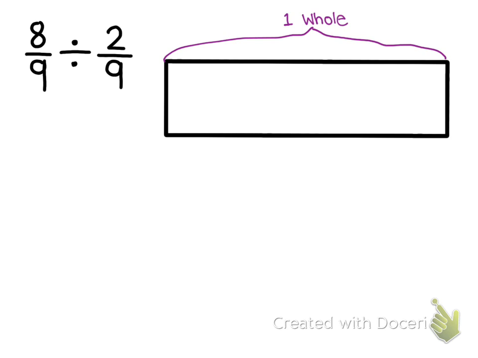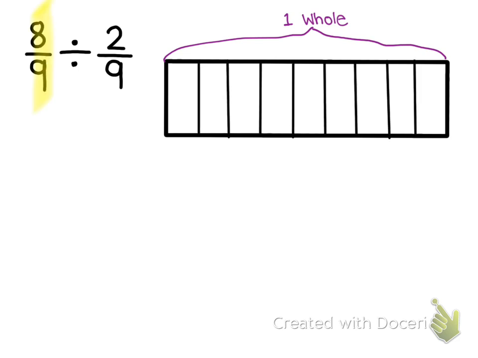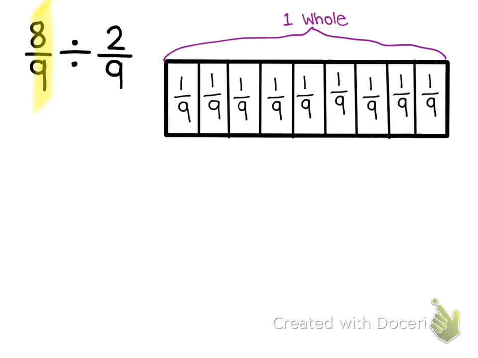Since I am starting with the fraction 8 ninths, I want to partition my fraction bar into 9 equal parts. So each section, each unit, has a value of 1/9, right? And if I add them, I have 1/9, 2/9, 3/9. I keep going until I have a total of 9. So I have 9 out of 9, which makes one whole.